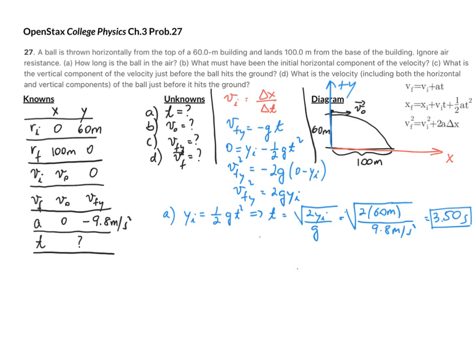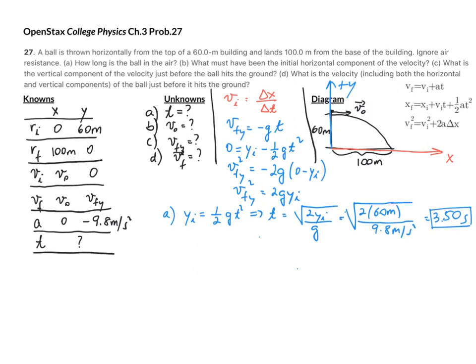Now, looking at all of the other equations, I know that I have time in all of them. So in the first equation, I know delta x and I know delta t. So I can solve for v initial, and that just so happens to be the second variable that we're looking for.